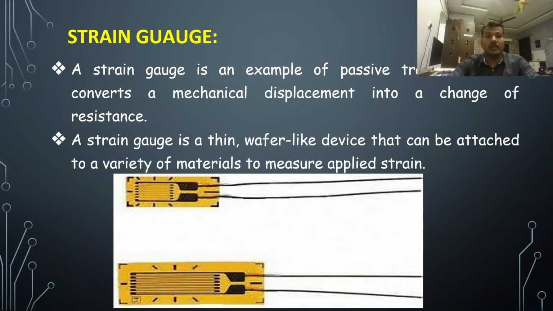So, what is a strain gauge? The strain gauge is an example of a passive transducer that converts a mechanical displacement into a change of resistance. Say, for example, if we apply some stress over a material, because of this stress there will be some displacement in the material. This strain can result in a change of resistance, and thereby, through the electrical property, we are able to find out the displacement, how far it has moved.